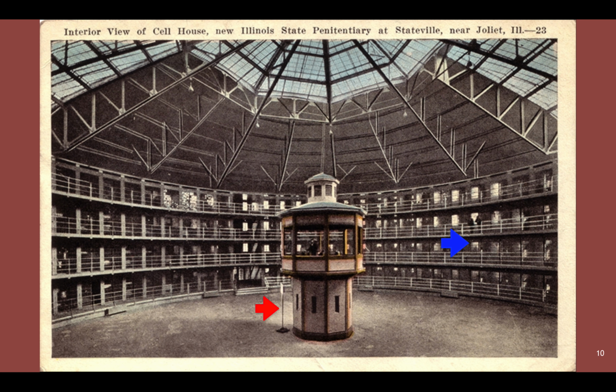Here's another, more recent example. This is a penitentiary in Illinois, where the red arrow points to the watchtower in the middle, and the blue points to the periphery where all the cells are.